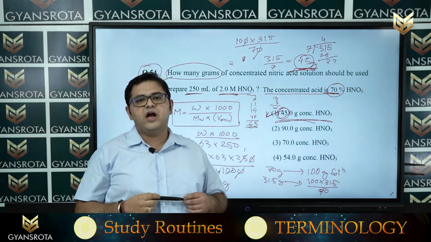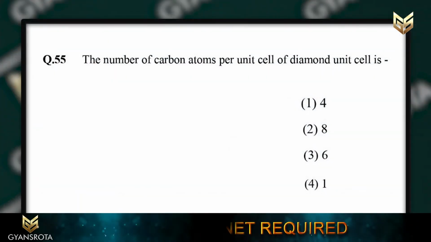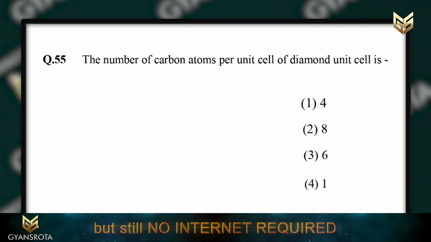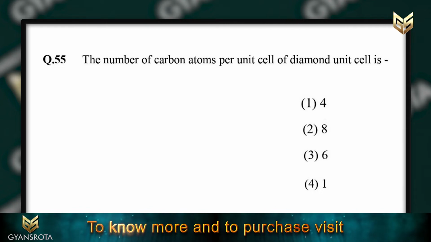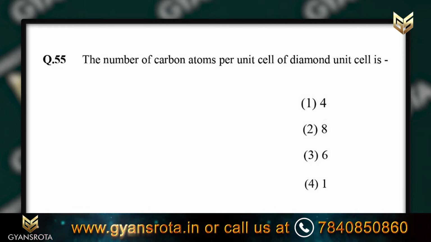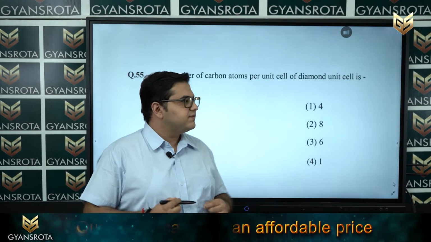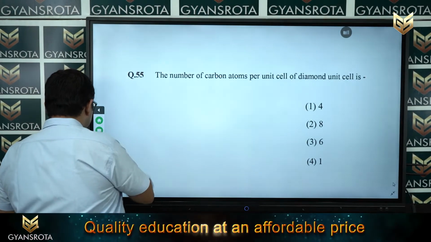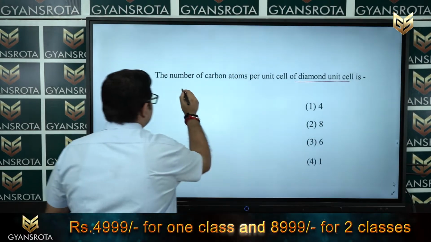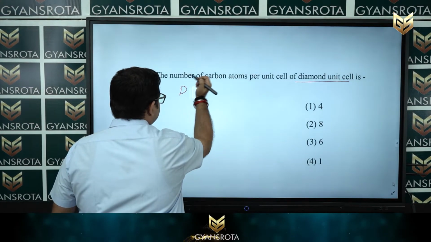So now we are moving to another question, that is question number 55. So question number 55 is on your screen. The number of carbon atoms per unit cell of diamond unit cell is. So this question comes from the solid state chapter of your class 12 NCERT. So now we are moving to the solution part. Now they give you the diamond unit cell. So in diamond unit cell, okay, diamond.